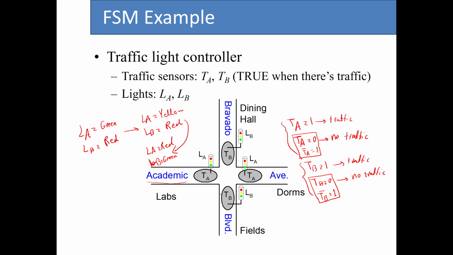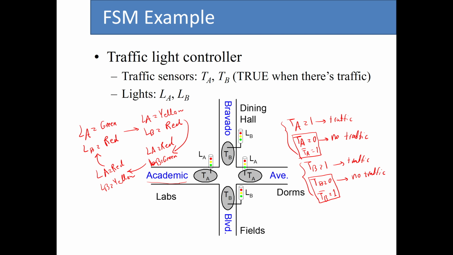and then while LB is green, we check for the value for TB. As long as we have traffic in TB, or when TB is 1, we stay in this state unless we have TB to be 0 and TA becomes 1. So in this case, again, we go through an intermediate step. LA is still red, LB becoming yellow. And then after some time, we go to LA being green and LB being red.